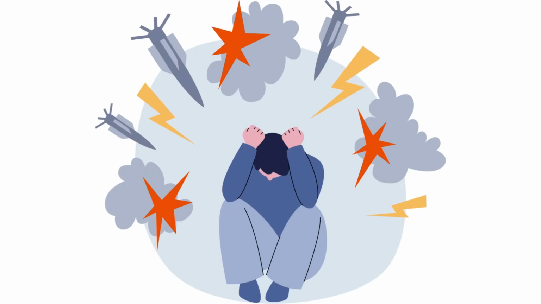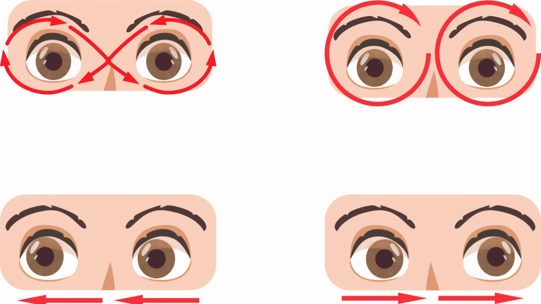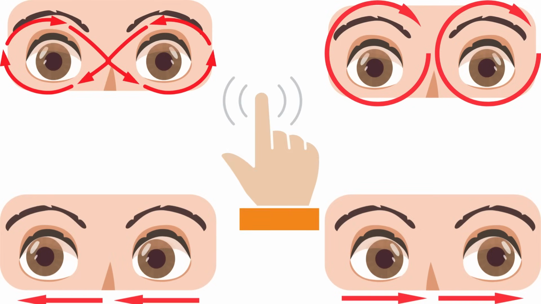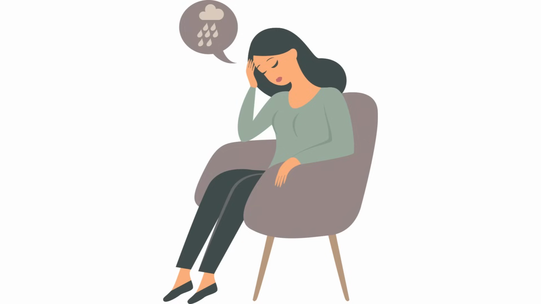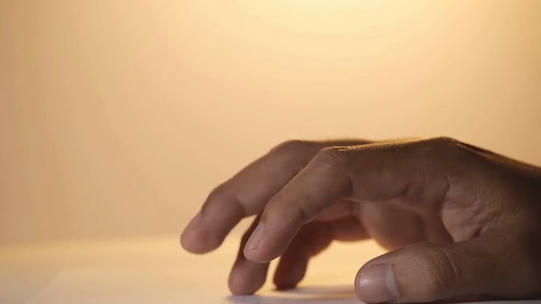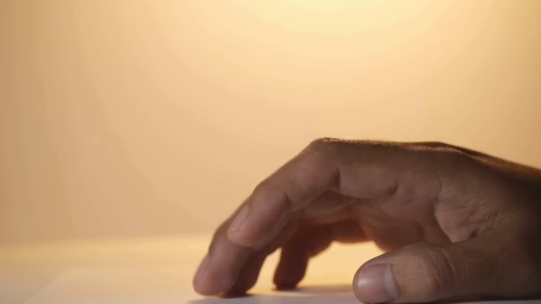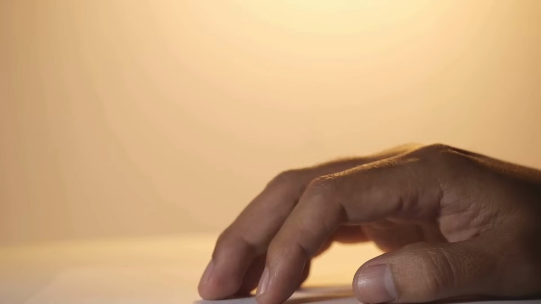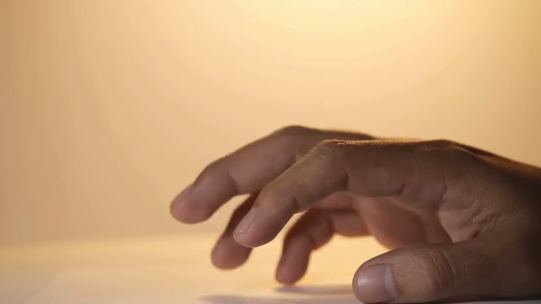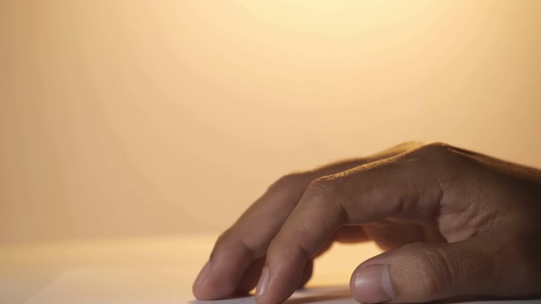2. Eye movement desensitization and reprocessing, EMDR. Description. EMDR involves the client recalling traumatic memories while the counselor guides them through bilateral stimulation, such as eye movements or tapping. This process helps reprocess the trauma and reduce its emotional impact. Example. A rape survivor might undergo EMDR sessions where they recall specific traumatic memories while following the counselor's hand movements, leading to a reduction in PTSD symptoms over time.